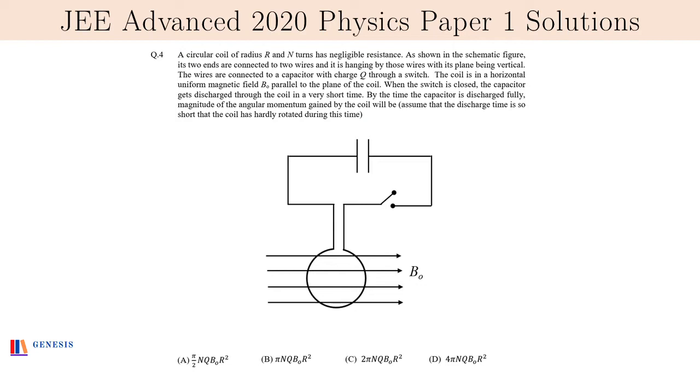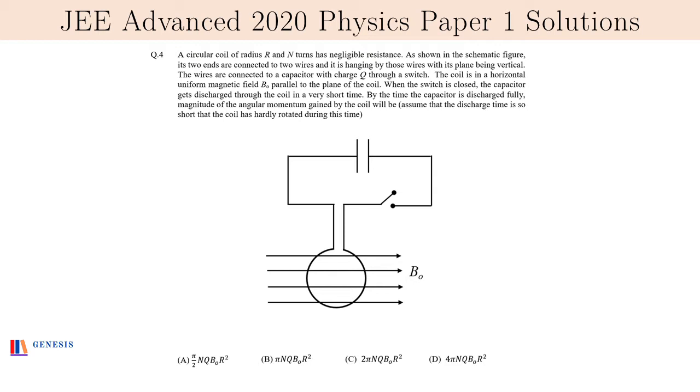We will now discuss Paper 1, Section 1, Question number 4. Now this is the question, and if you haven't seen the paper, I suggest you pause the video and read the question. In this question, we have a coil which is submerged in an external magnetic field, and the coil in turn is connected to a capacitor which is fully charged.